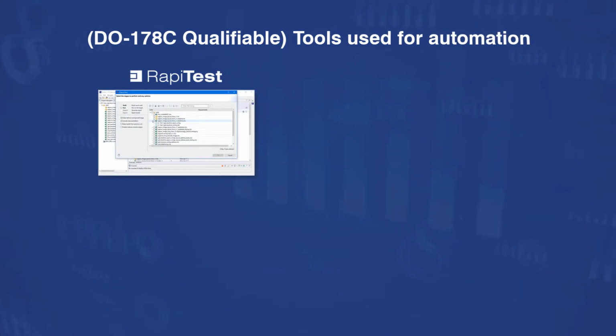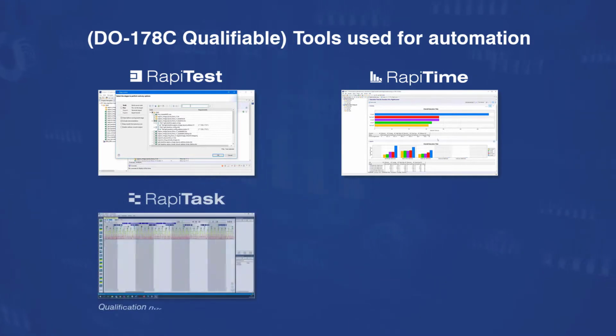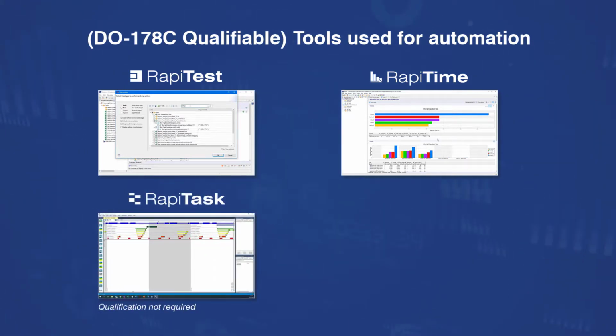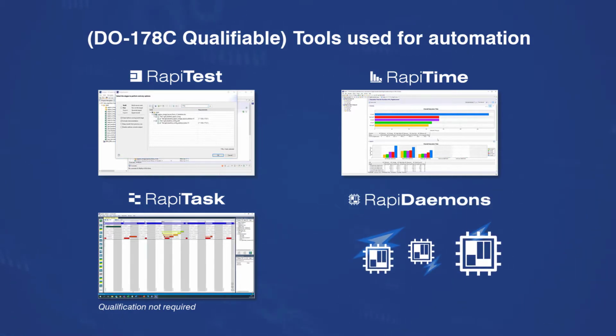The tools used are as follows: RapiTest for writing, managing and executing multicore timing tests, RapiTime for instrumenting and analysing timing and performance metrics, RapiTask for visualising multicore scheduling, and Rapidemons to exercise interference channels.